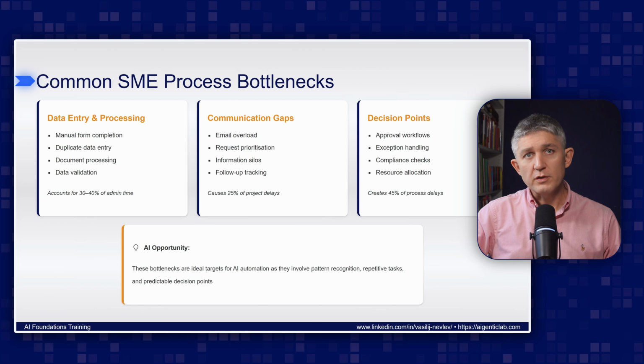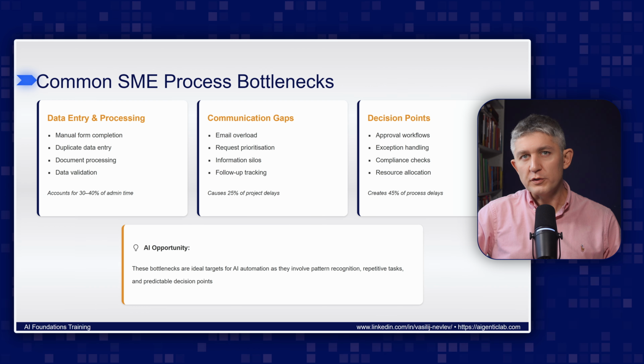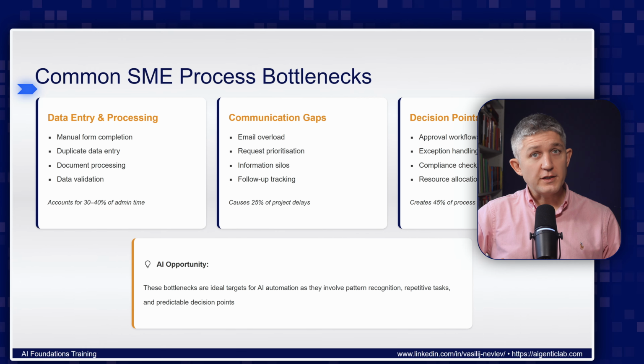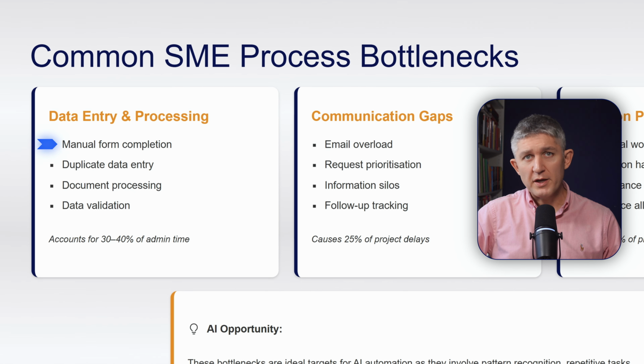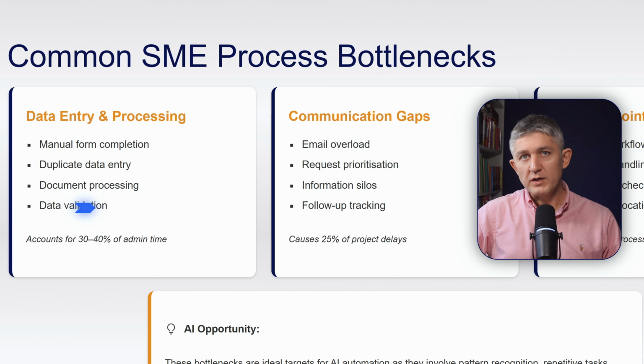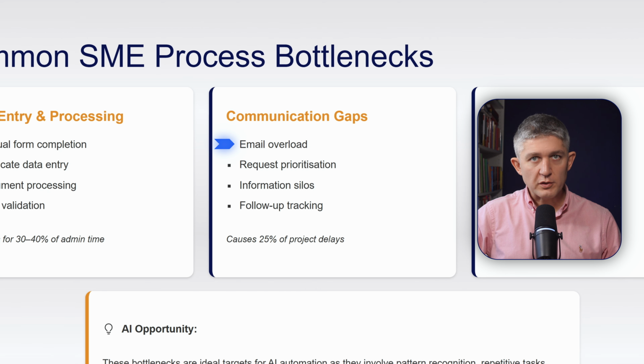Common SME bottlenecks are usually broken down into 3 clusters that we see again and again. Data entry and processing. That could be manual forms, duplicate entry, document processing, validation. This often eats 30-40% of the admin time on any given process. Then we have communication gaps, email overloads, prioritization, silos, and follow-ups. About 25% of project delays start here.